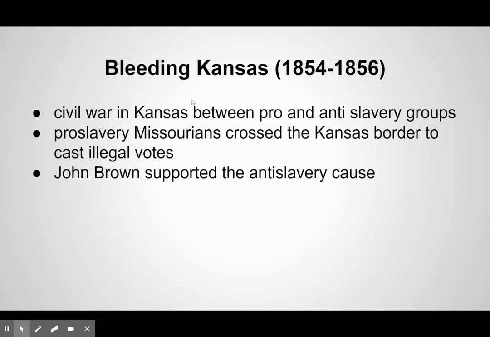Well, in addition to that, you also have anti-slavery people who are in Kansas. And there's one man specifically named John Brown who supported the anti-slavery cause. And he actually killed 5 pro-slavery men in Kansas before fleeing. And we're going to come back to John Brown in a little while and talk about him when we get closer to the Civil War. But for now, he is supporting the anti-slavery cause in Kansas, and we see that this is going to lead to conflicts between pro and anti-slavery groups.